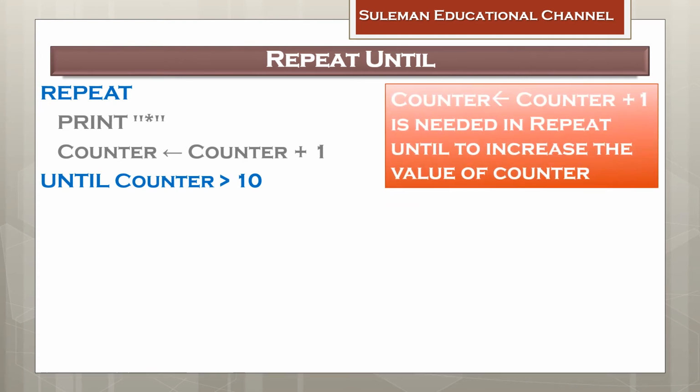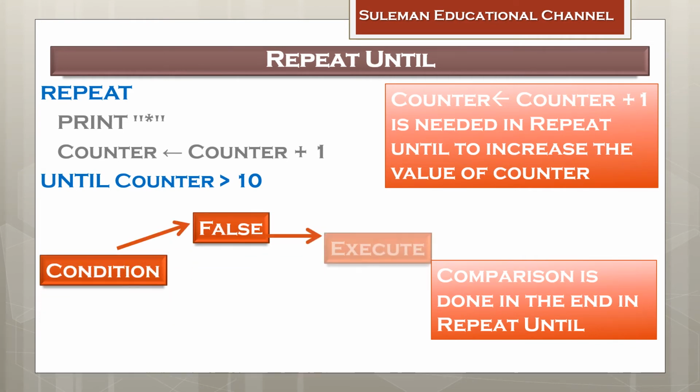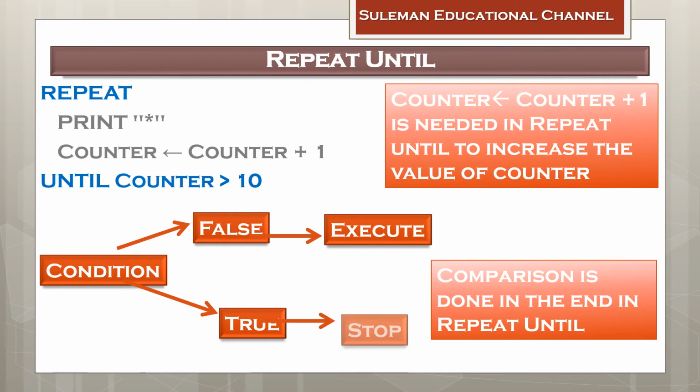In for loop it is by default, but in repeat until you have to write the statement to increase the value of the counter by 1. And the last line is until counter is greater than 10. In this line the value of counter is compared with 10. If the value of counter is not greater than 10, then the loop will be repeated again. If the condition counter greater than 10 is true, then it will exit the loop. Keep in mind that repeat until loop works when the condition is false and stops when the condition is true.